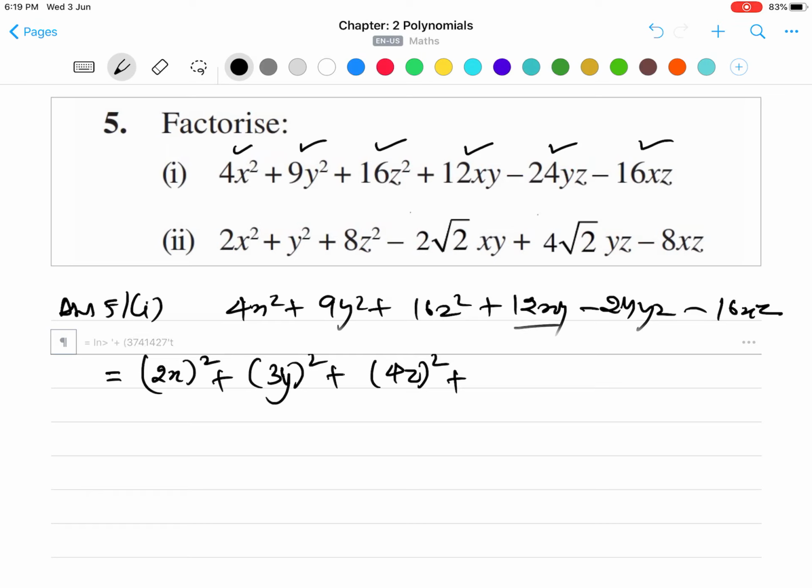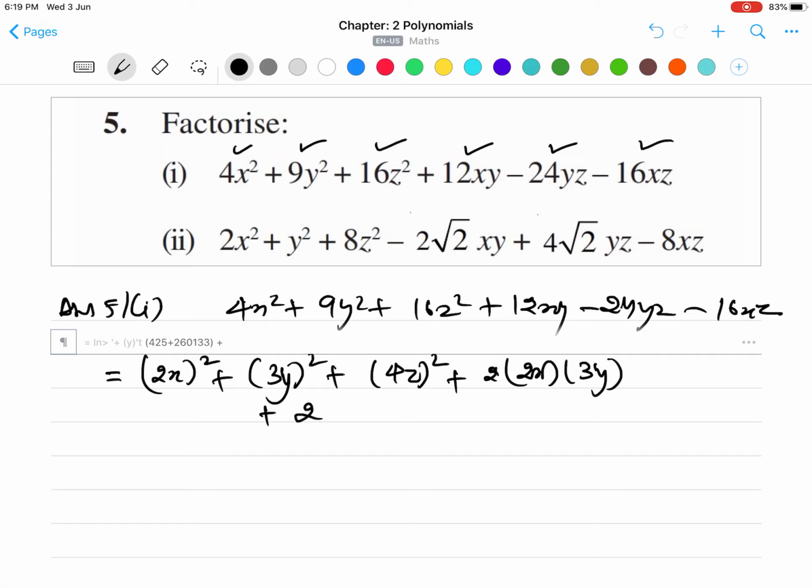Then this should be 2xy, that means twice of xy. x is 2x, y is 3y. You can check, when you multiply these numbers you again get 12xy. 2 into 2 is 4, into 3 is 12, x into y is xy.